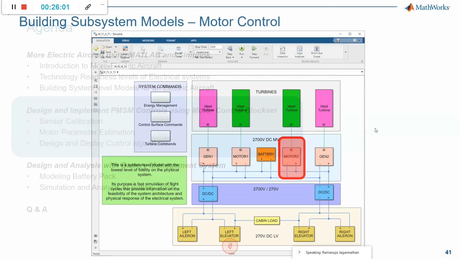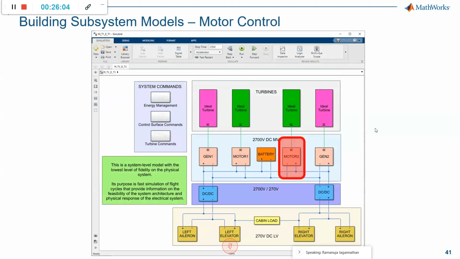So the motor is an integral part of your electric aircraft. Naga spoke about the different nomenclatures of the aircraft. If you're doing a full electric aircraft, probably your entire turbines are run by the motors, or in hybrid architectures, you're partially running your turbines with the help of motors. So it becomes really imperative to model very accurate motor control systems.